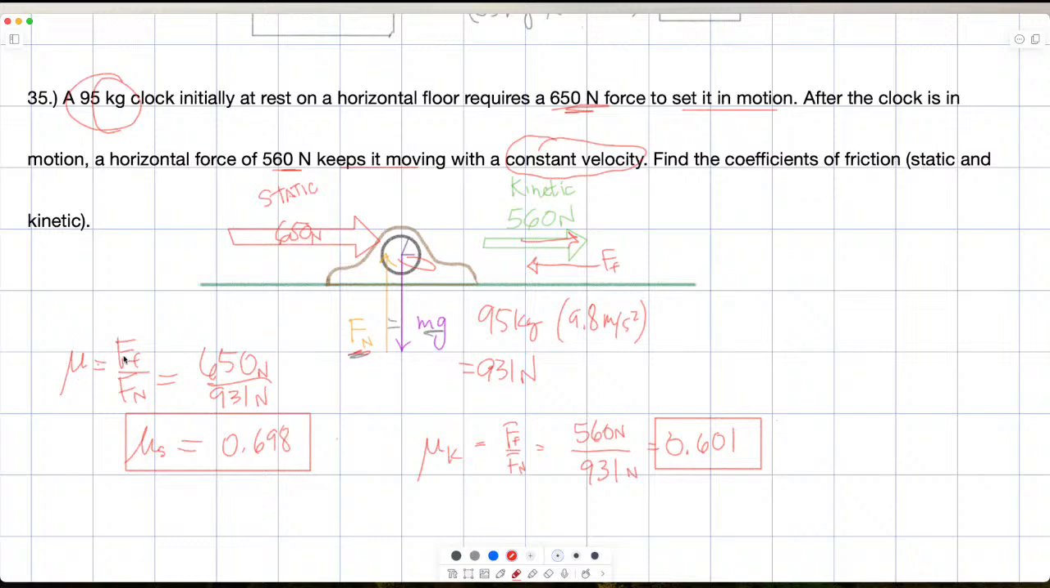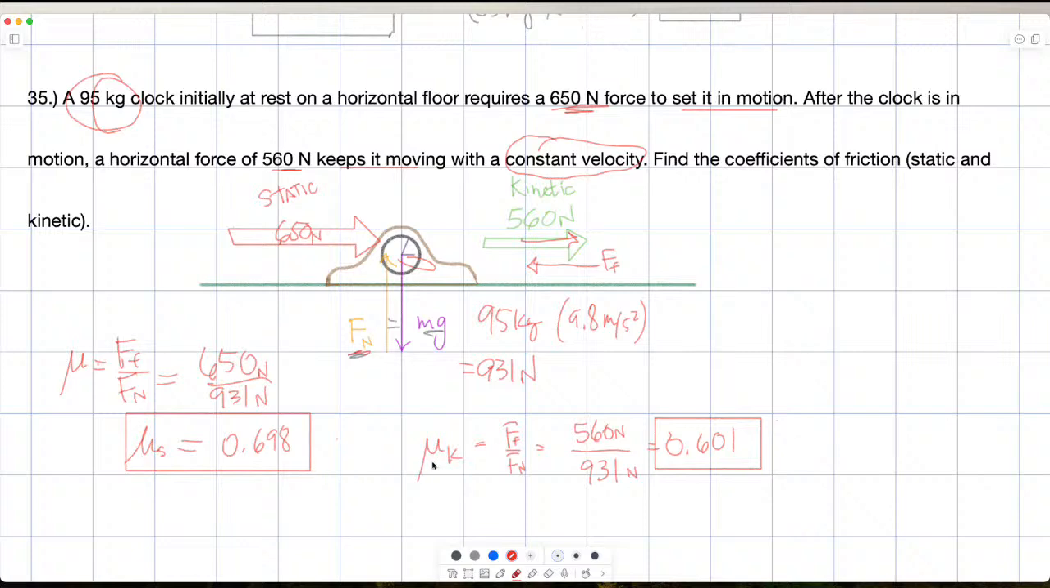So coefficient of friction is friction over normal. So for static, it's 650 over the normal force, which is just mg because the clock's sitting on a flat surface. So mg is 95 kilograms times 9.8, or 931. So the static friction is 650 divided by 931, or 0.698, the coefficient of static friction.